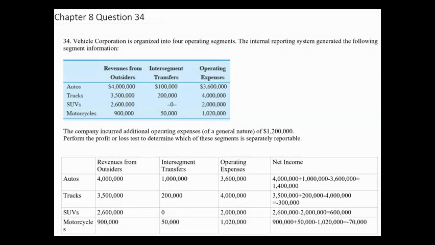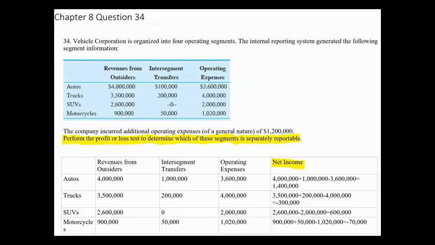Question 34. In this question, we need to perform the profit or loss test to determine which of these segments is separately reportable, which means that the first step is to calculate net income of each segment. So there are 4 segments, and its net income was equal to the revenue from outsiders plus inter-segment transfers. So inter-segment transfers here is like inter-entity sales, and then minus operating expense.